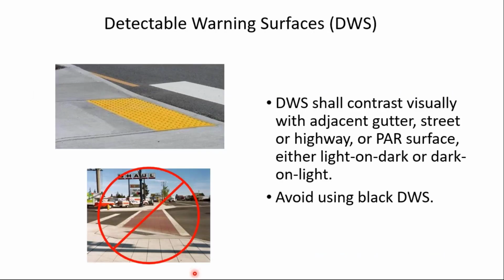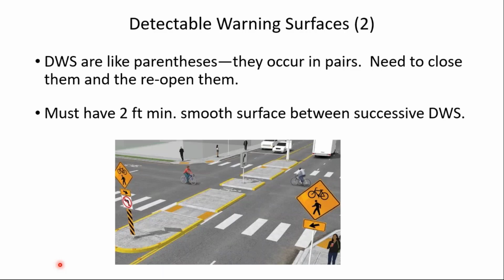Detectable warning surfaces, they do need to contrast visually. I would avoid using black since guide dogs and people with certain types of macular degeneration perceive that as a hole in the sidewalk and will walk around it. I like to say detectable warning surfaces are like parentheses. Use them in pairs. So you kind of close them and then open them.